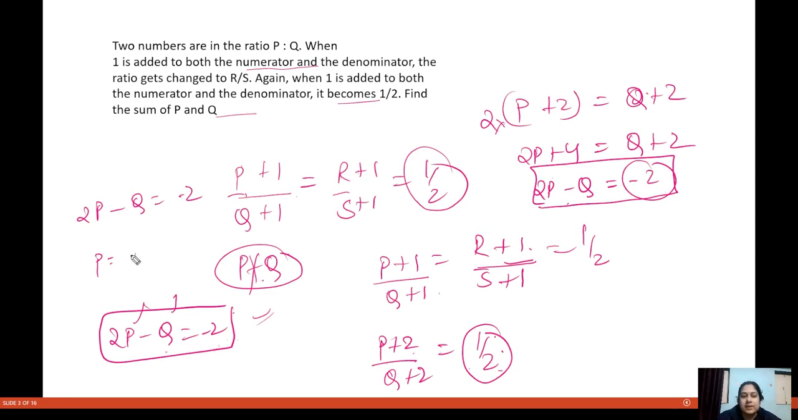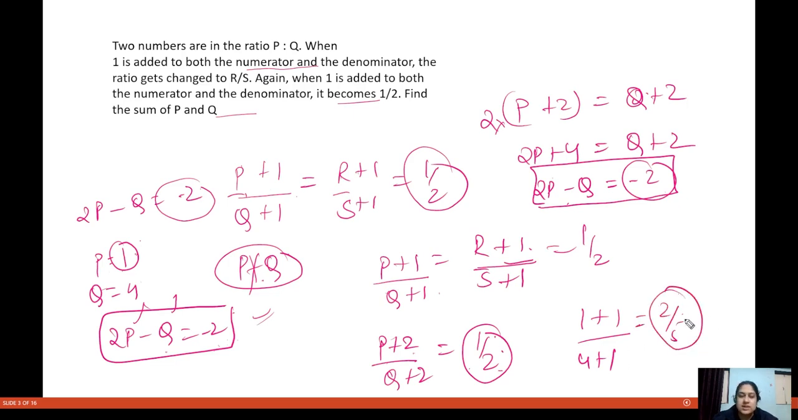Now let us see whether this will satisfy the equation. So when P plus 1, that means 1 plus 1 divided by 4 plus 1, we have 2 by 5, but this does not satisfy our equation. When we put P equal to 1, this will become 2, and Q equal to 4, this will become minus 2. Because if we put P equal to 1 and Q equal to 4, then this becomes 2 by 5.